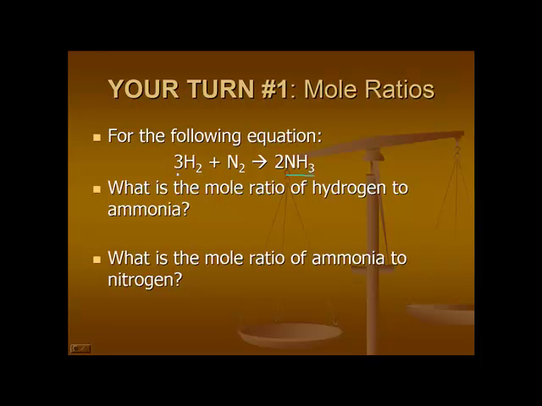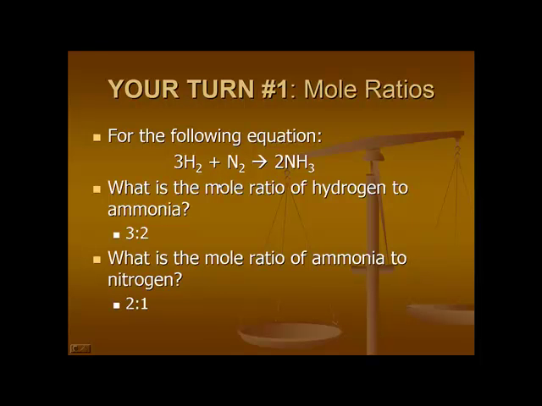For hydrogen to ammonia, we're going to compare your coefficient for the hydrogen to the coefficient for the ammonia. That'll give you a 3 to 2 mole ratio. If we're comparing the ammonia to the nitrogen, anytime you don't see a coefficient, you assume it's a 1. So that would be a 2 to 1 ratio.